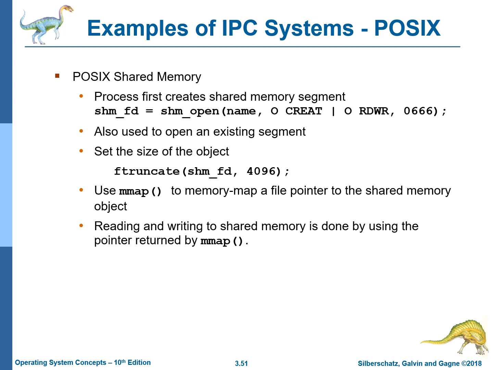POSIX shared memory. A process first creates a shared memory segment, which is also used to open an existing segment. And it sets the size of the object. Use mmap to memory map a file pointer to the shared memory object. Reading and writing to shared memory is done by using the pointer returned by mmap.